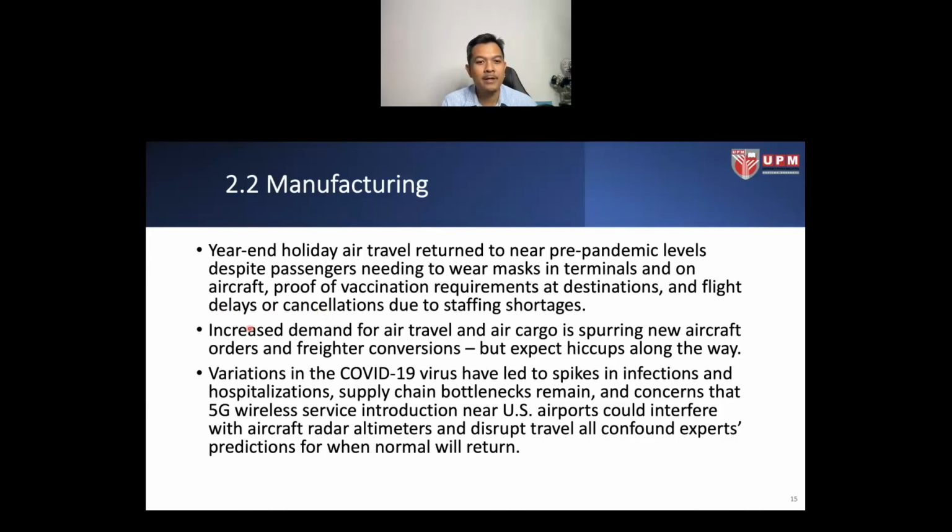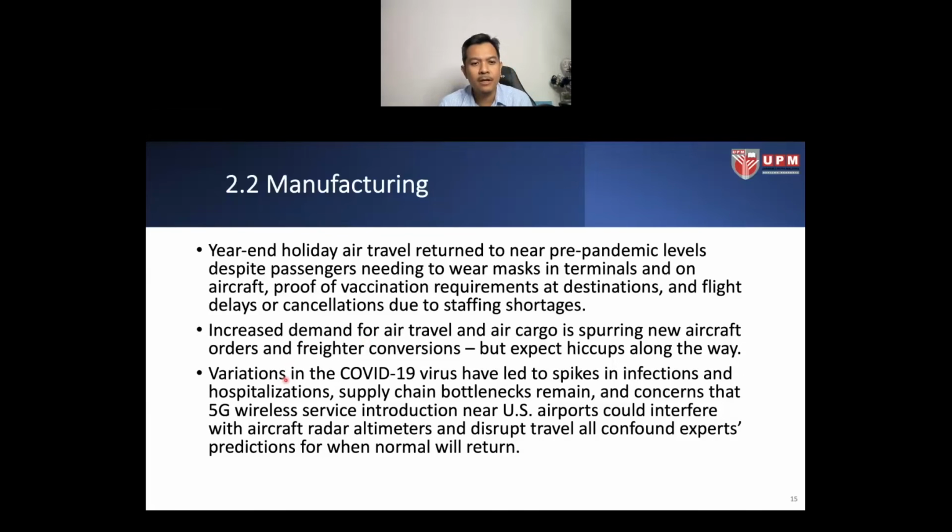Okay, and increased demand for air travel and air cargo is spurring new aircraft orders. So orders have already come in again, but it will take a very long time to recover because of the backlog. Because what we can see here from the report of Deloitte and PwC, the delivery time is going to take around 5, 7 to 10 years.